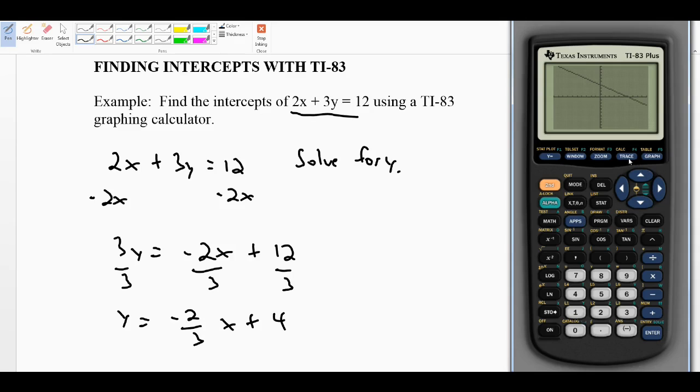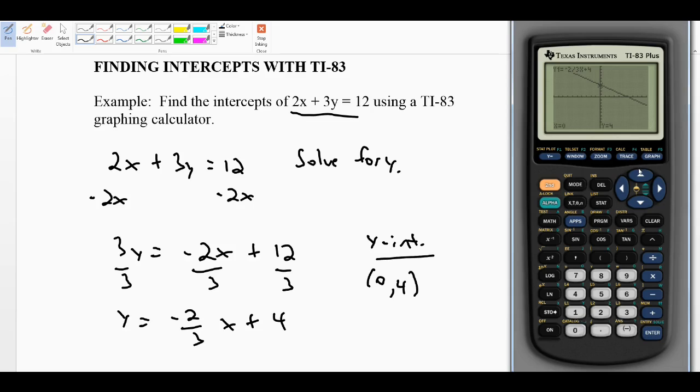Now notice when I hit the trace, it automatically comes up with x equals 0. For whatever reason, it's defaulted that way, and that's going to tell me the y-intercept automatically. Y-intercept 0, 4. Now, you could also have done this. You could have hit trace 0, enter.